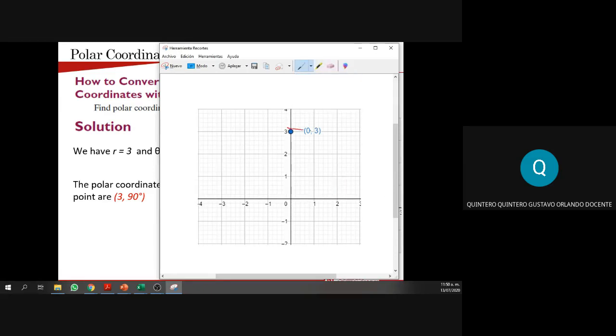Again, forget about this one. We are not talking about this one, right? Can you help me with this point? What is the polar coordinate of this point, guys? In the chat, please. Again, all you have to do is look. Let's count 2 minutes and see how many of you can do it in less than 2 minutes.